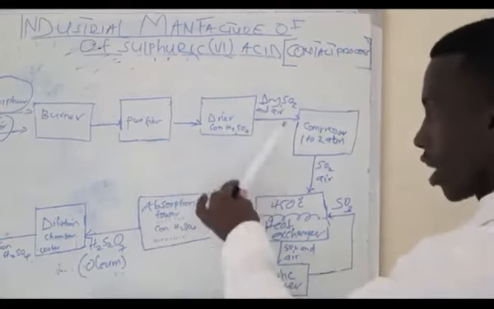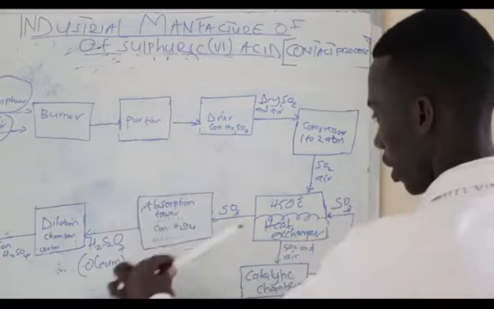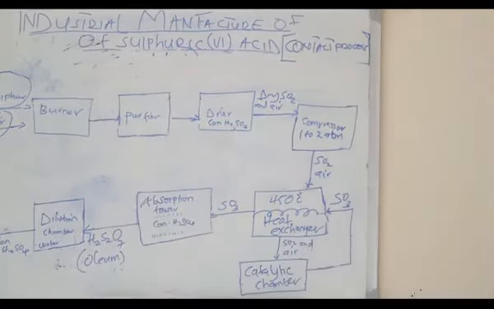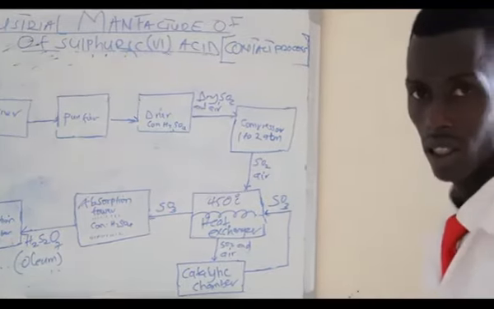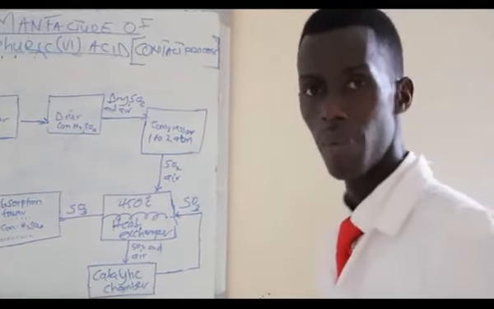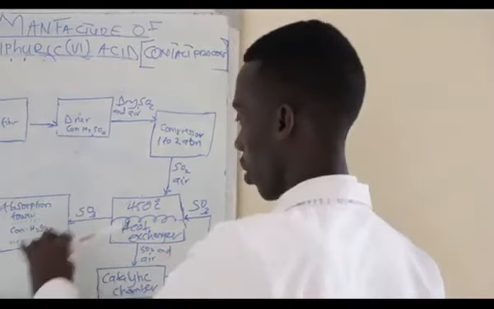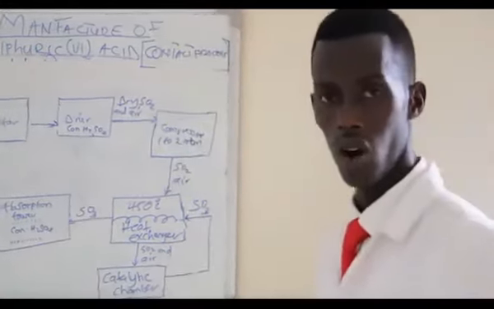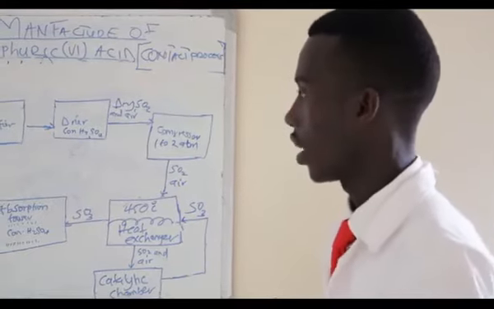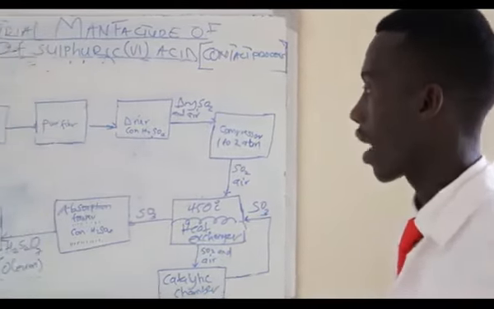You can see we have numerous chambers. We are going to discuss what happens in each and every chamber. What is the function of each chamber that you are seeing here on the board? We're going to know each and everything. So let us start with the burner.